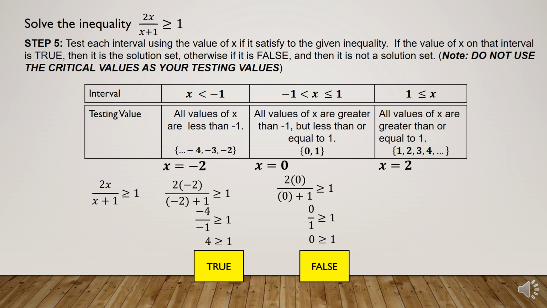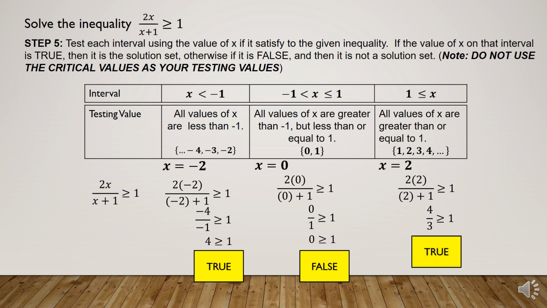Then substitute to the given inequality. We have 2 times 2 over 2 plus 1. Is it greater than or equal to 1? We do not know yet. Then simplify 2 times 2. We have 4 over 2 plus 1 is equal to 3. And 4 over 3, is it greater than or equal to 1?